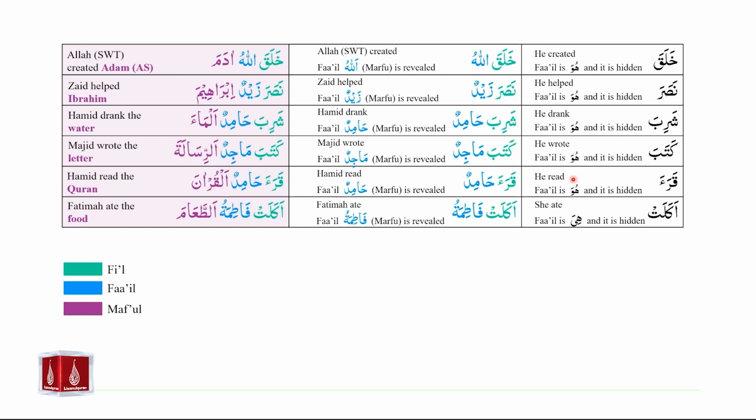Qara'a, he read. Qara'a Hamidun, Hamid read. Qara'a Hamidun al-Qur'ana. Hamid read the Qur'an. Al-Qur'ana is mansoob, al-Qur'ana is maf'ul. Hamidun is marfu and Hamidun is the fa'il. We will read this as Qara'a Hamidu nil Qur'ana.